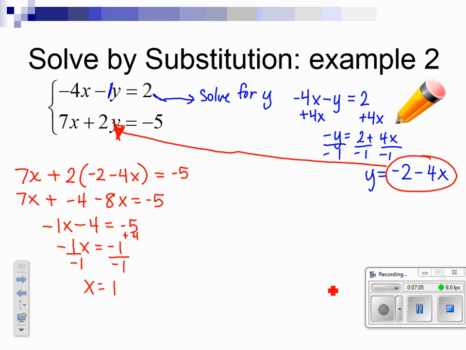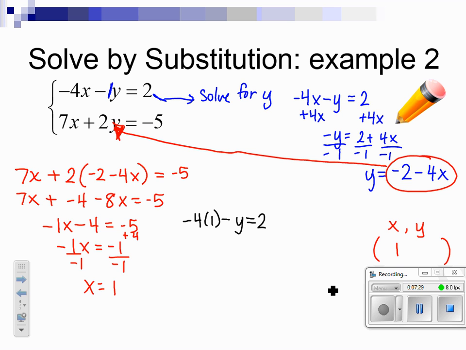Okay, that's only part of my answer. Remember, my solution has to have an x and a y. So now I know my x is 1, hopefully. And now I'm going to go back up to the original. Don't use the one that you solved for y, because you always want to check it in your original. You always want to use originals when we're checking. We've done that every time. So let's go back to the original and plug in the 1.